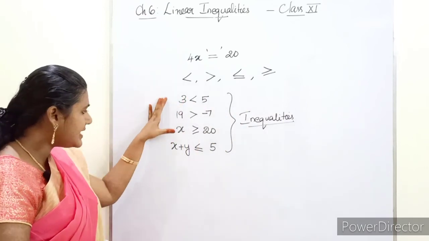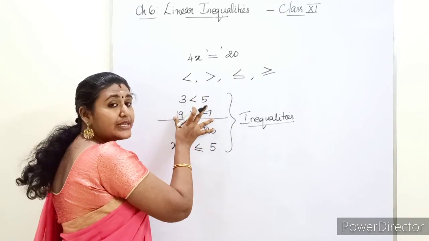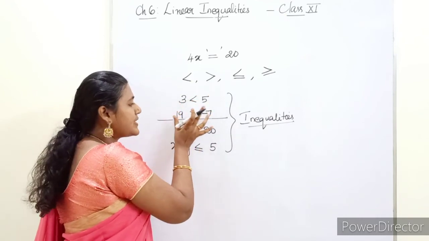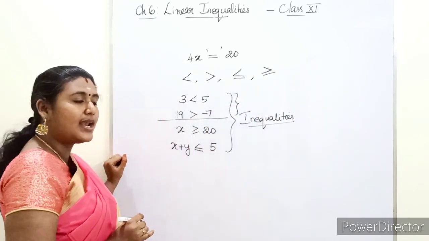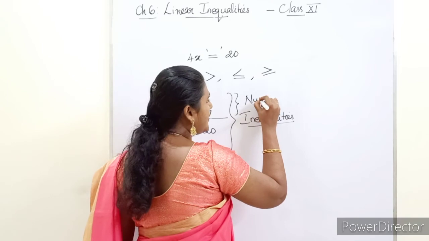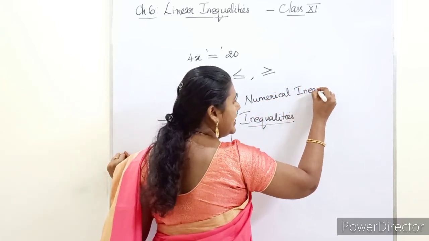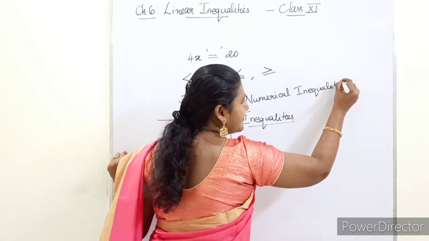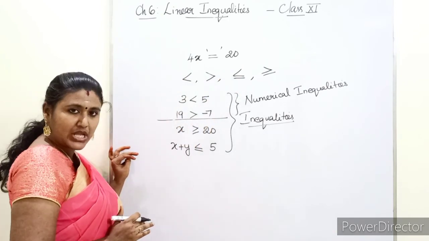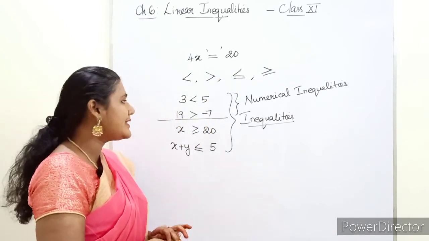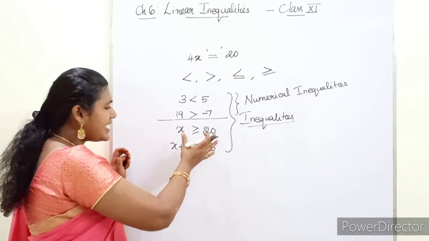Now here in these four examples, if you see, the first two are two real numbers. Here the expressions have only numbers. So these two inequalities we can call numerical inequalities. If two real numbers are connected by any one of these four symbols, then we can call that inequality a numerical inequality.